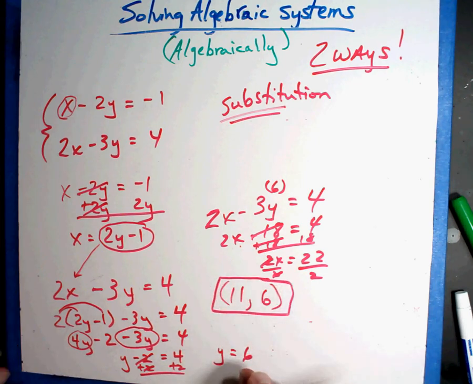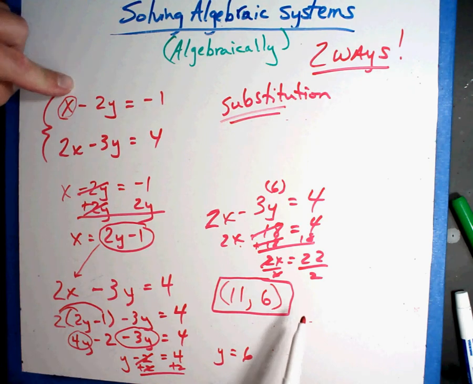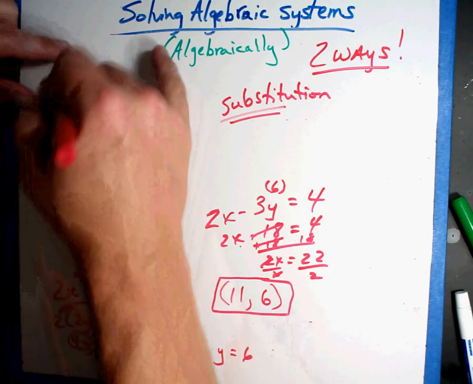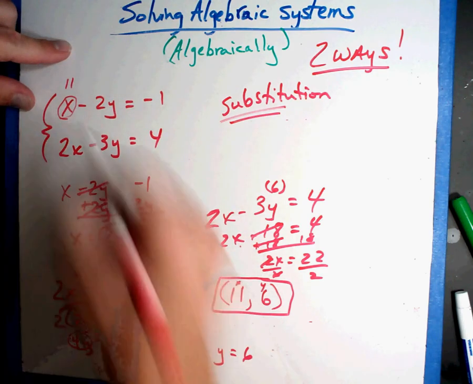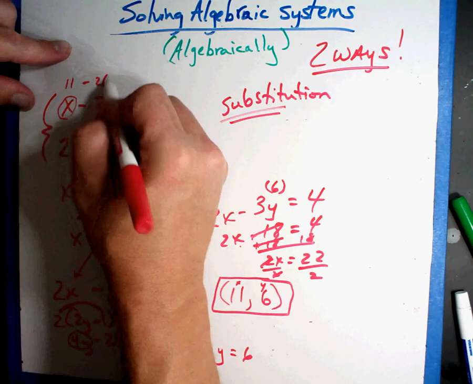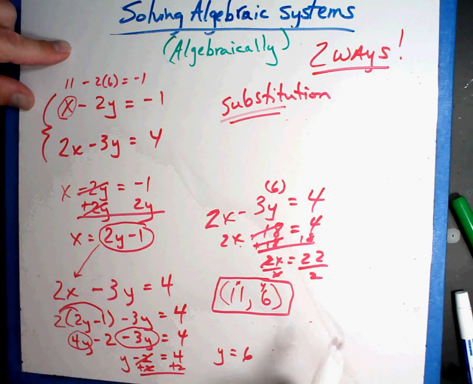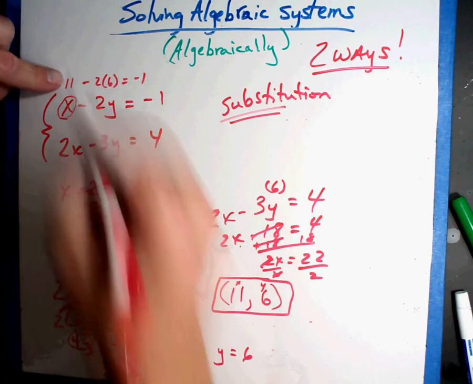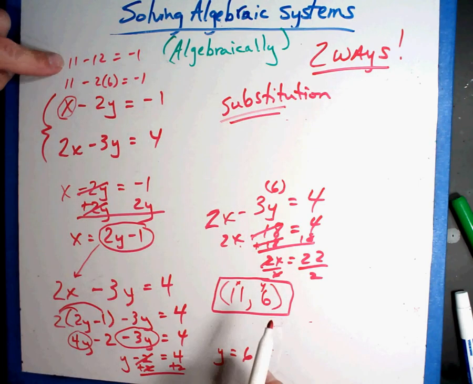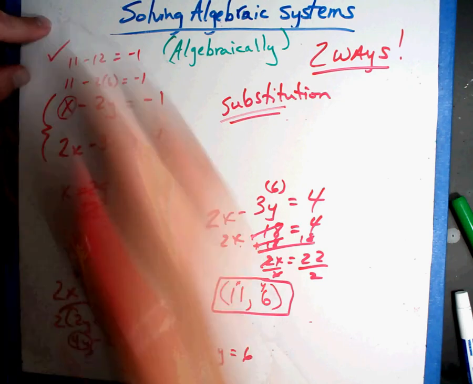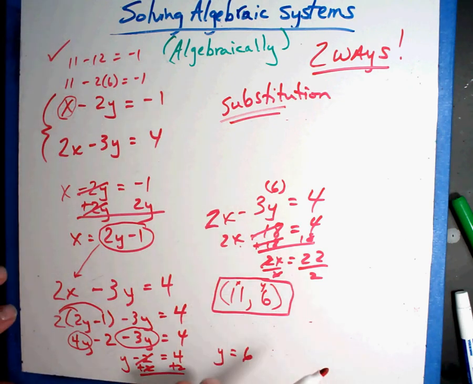11 and 6. If I really want to know if I got the right answer, what I can do is take both of these numbers and put them back in the first formula, and I should get right answers. So 11, that's your x, this is your y, minus 2 times 6 equals negative 1. Let's see if that's right. 11 minus 12 equals negative 1. Is 11 minus 12 negative 1? Yes, it is. So I know these are the right numbers.